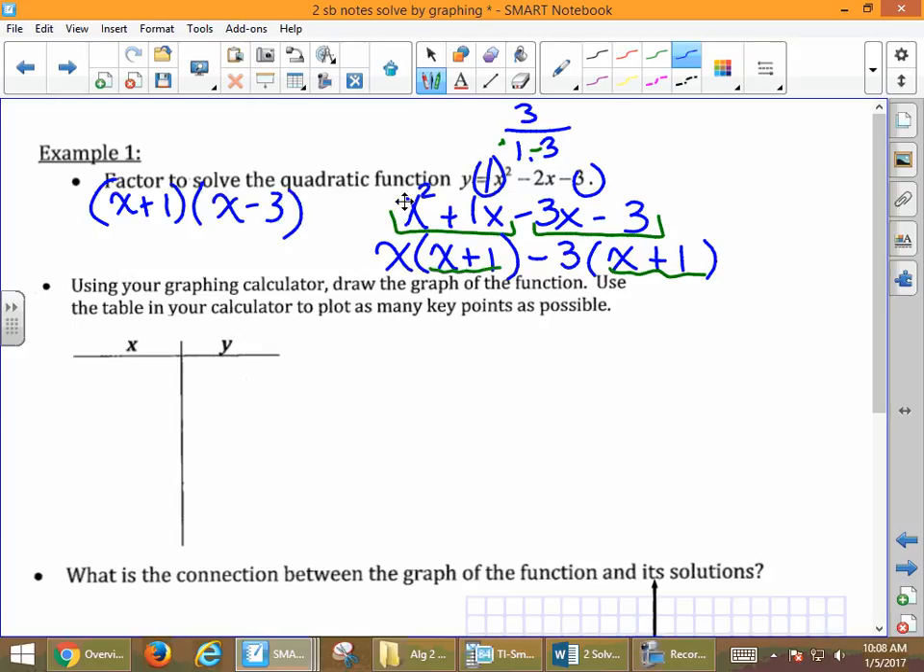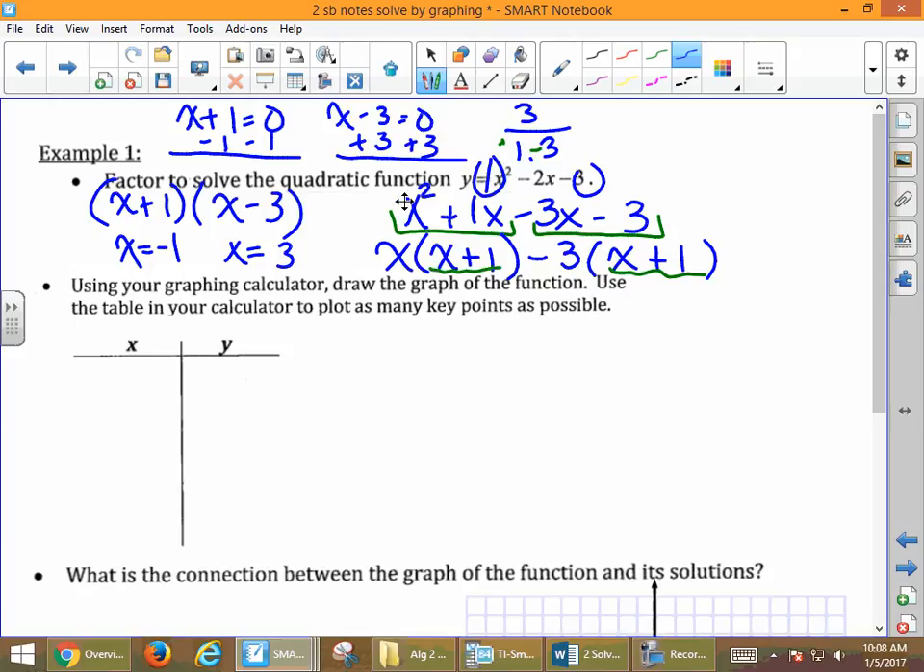Can you tell me the answer without doing the work? Matthew? X plus 1 equals 0, and x minus 3 equals 0. If you can't do that, that's okay. Where it came from is we took x plus 1 and set it equal to 0. And then we subtracted 1 from both sides to get x equals -1. We can take the x minus 3 and set it equal to 0, and we can add 3 to both sides, and we get x equals 3.